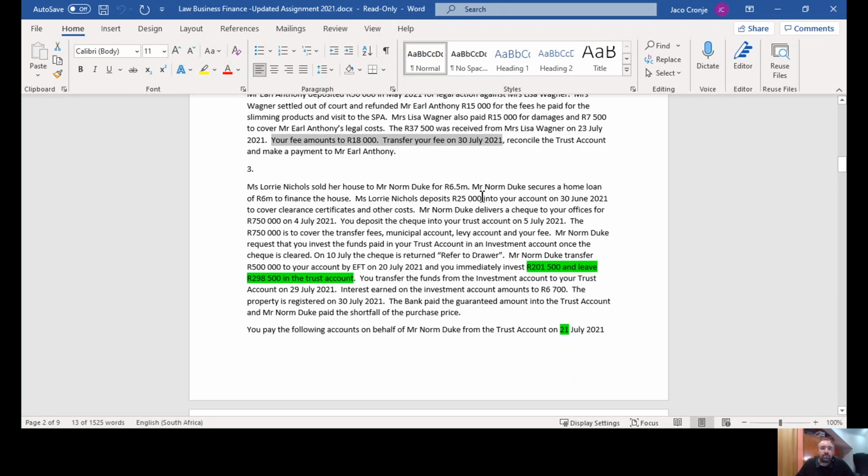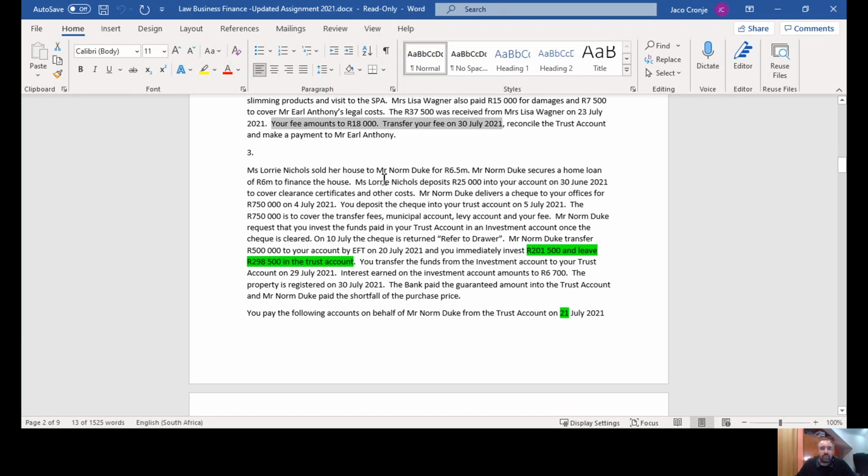Okay, then we get to number 3. Miss Laurie Nichols sold her house to Mr. Norm Duke for 6.5 million. That's only info at this point. Mr. Norm Duke secures a home loan of 6 million rand to finance the house. At this point, link that 6 million rand to this line there where it says the bank paid the guaranteed amount into the trust account. That guarantee amount is the 6 million rand that he secured there.